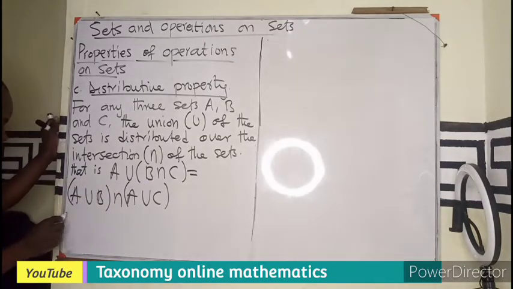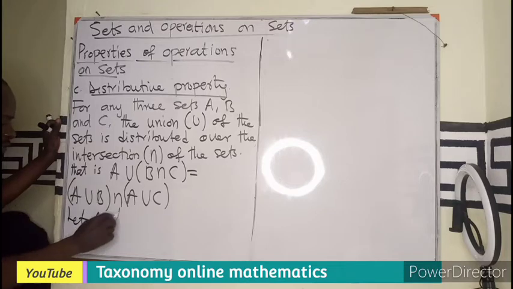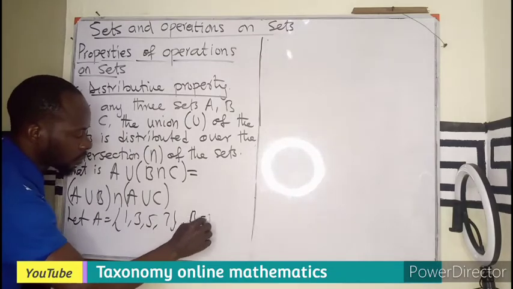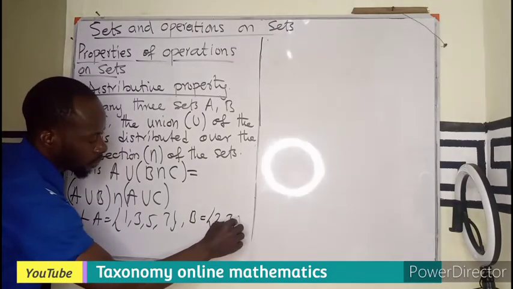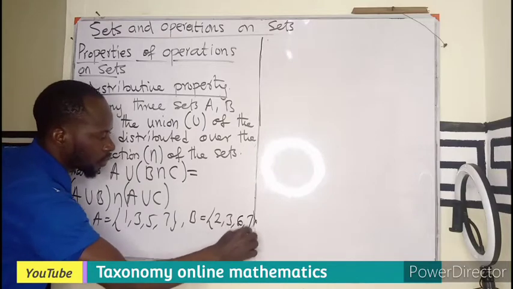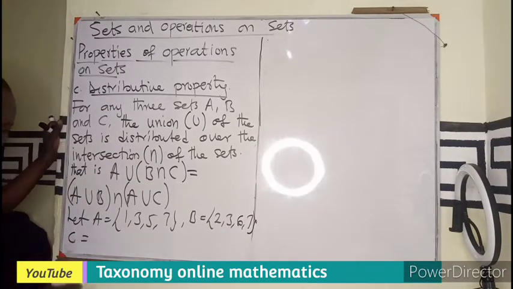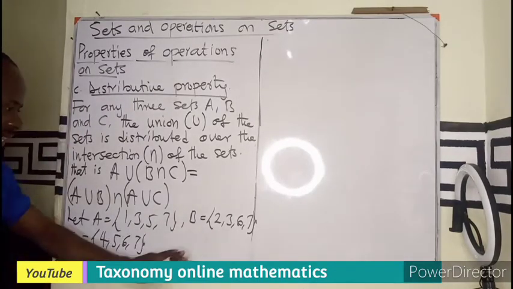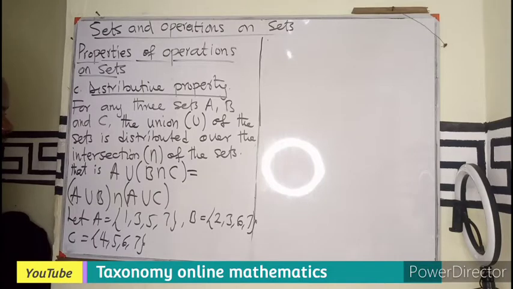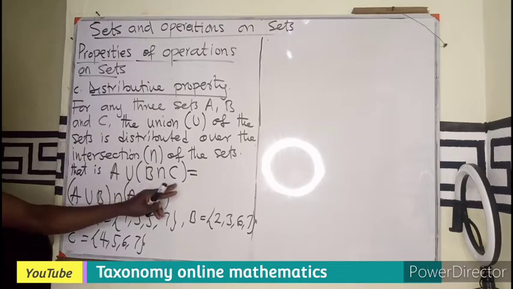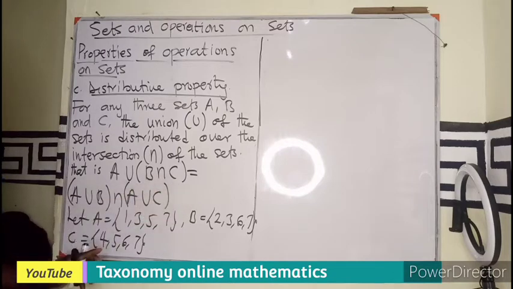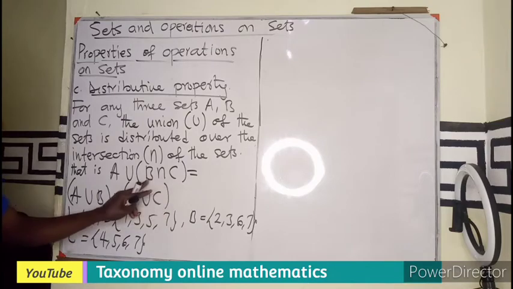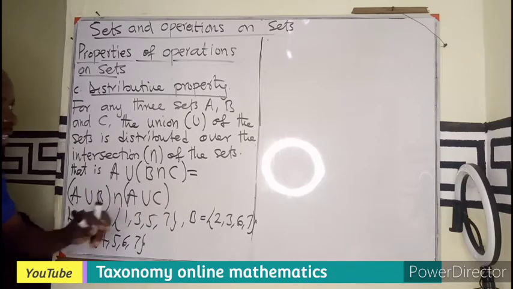So if we let our A to be... if we are having these three sets as we have for the associative property, we want to see that this can be verified. Let's take our left hand side, picking the one in the bracket first. So I'll be going for the intersection of B and C.